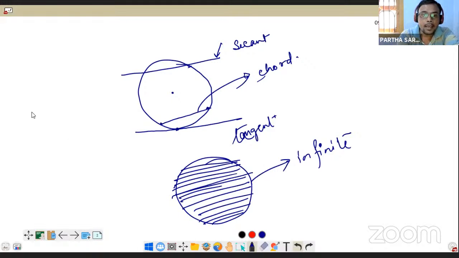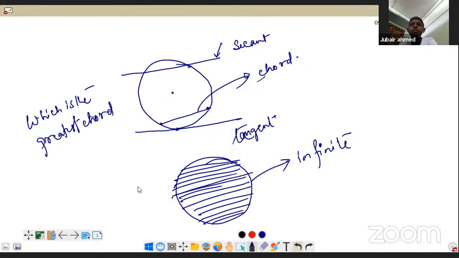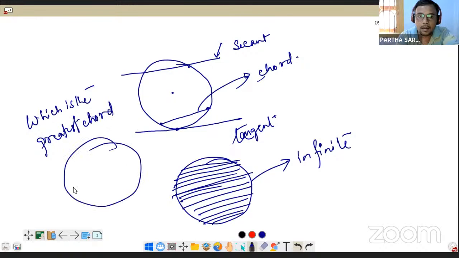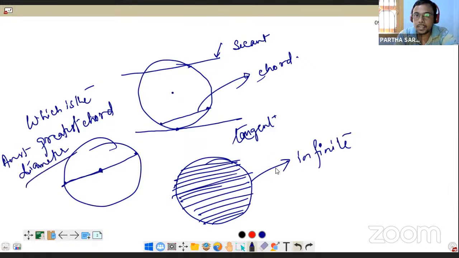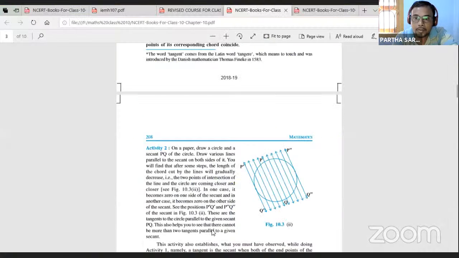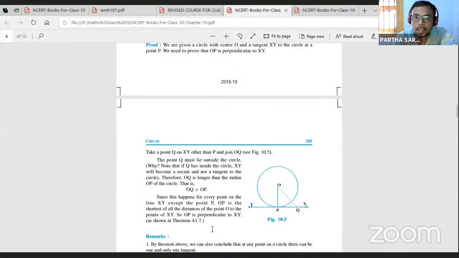Now tell me, which is the greatest chord? The middle one, the diameter. The one through the center is the greatest chord, and that is the diameter of the circle. Answer is diameter of the circle. Understood? So these are some of the things you have to go through. Let us start with the fill in the blanks from the very first. Before going through this, let's go through this exercise.